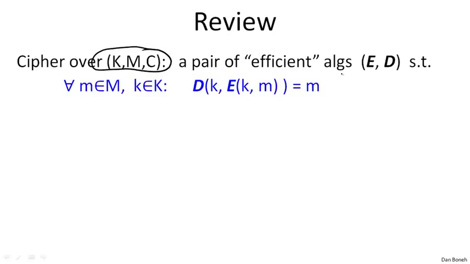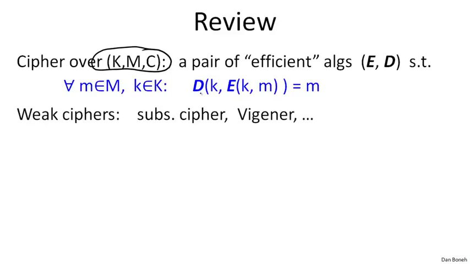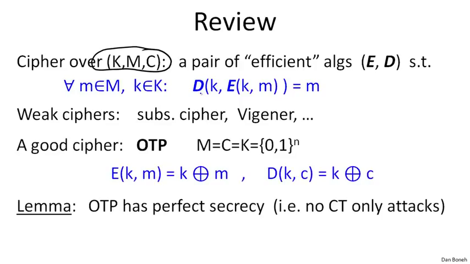And a cipher is a pair of efficient algorithms called E and D. E stands for encryption and D stands for decryption. And the only property that we need to satisfy is that decryption is the opposite of encryption. In other words, if I encrypt a message M using a particular key and I decrypt using the same key, I get back the original message. Last time we looked at a couple of weak ciphers like the substitution cipher and the Vigenère cipher. We showed that all of them can be easily broken, so you should never ever use those ciphers. Those were just for historical reference.